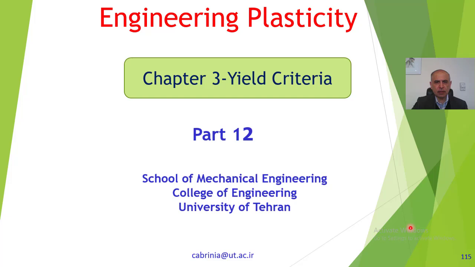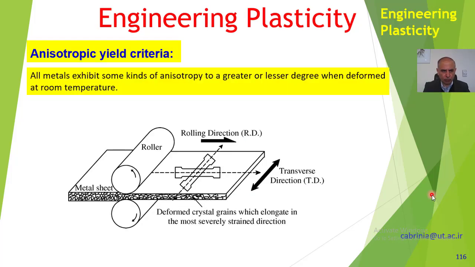Engineering Plasticity, Chapter 3, Yield Criteria, Part 12. In this part, we are going to talk about anisotropic yield criteria. As we have shown in this figure, we have defined the anisotropy properties of the material before in the introduction, but here I give you a small introduction as well.